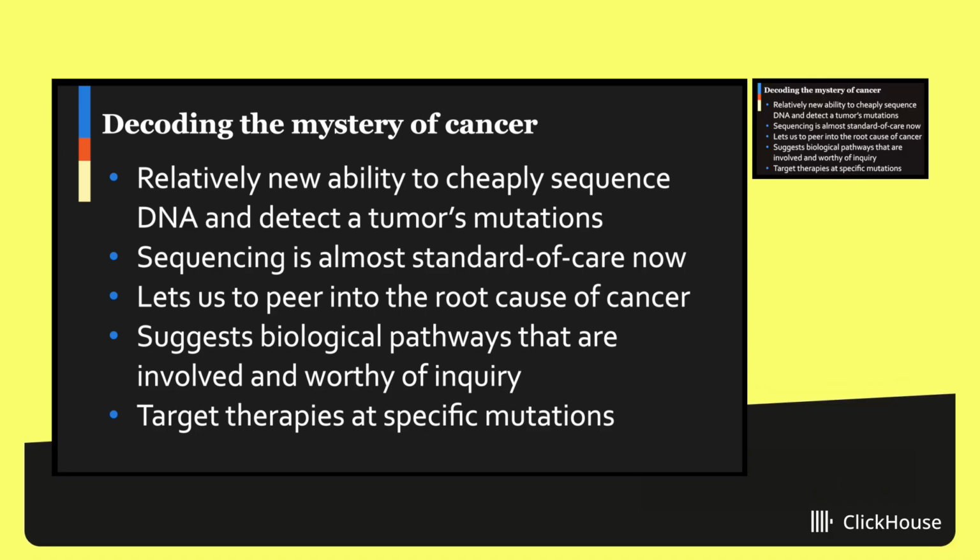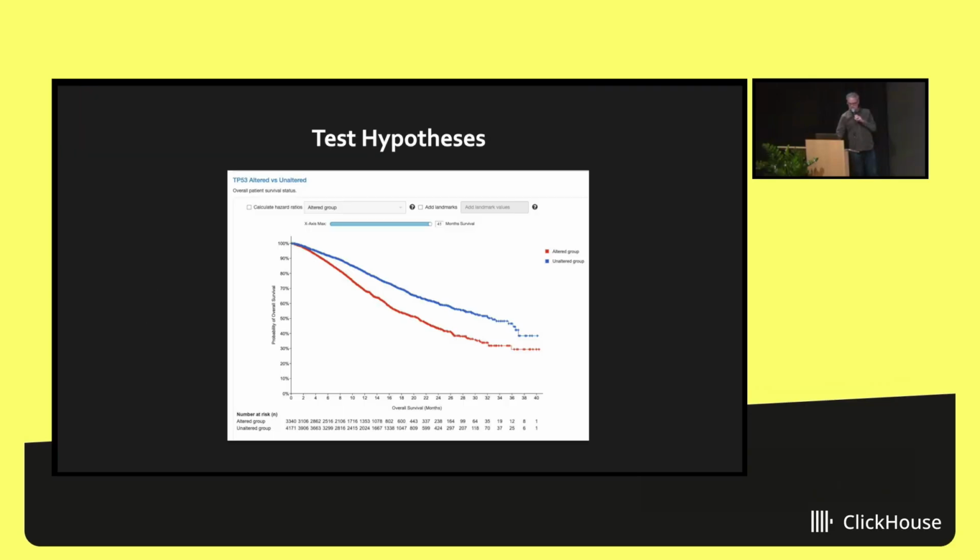And it helps us to target therapies at specific mutations. Because the mutations are the root cause, this allows us to come up with treatments and target them much more specifically and intelligently. And we're now seeing that more and more: drugs that are actually prescribed for specific mutations that are detected in people's tumors.